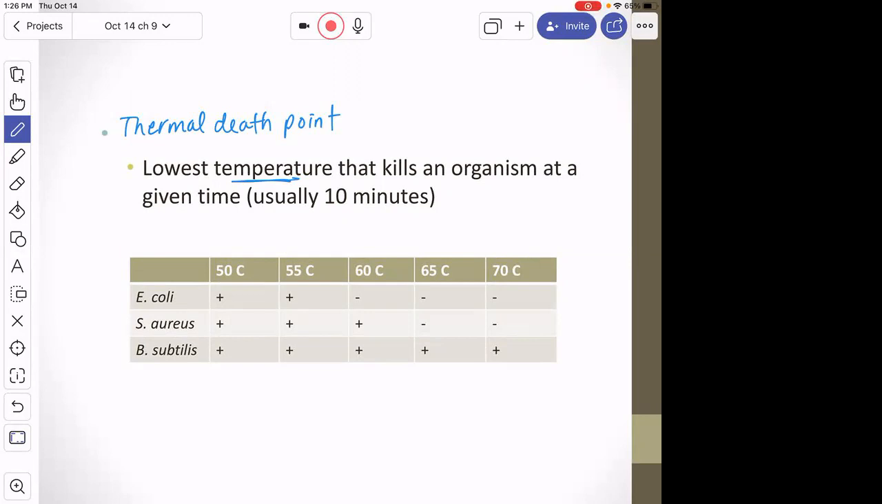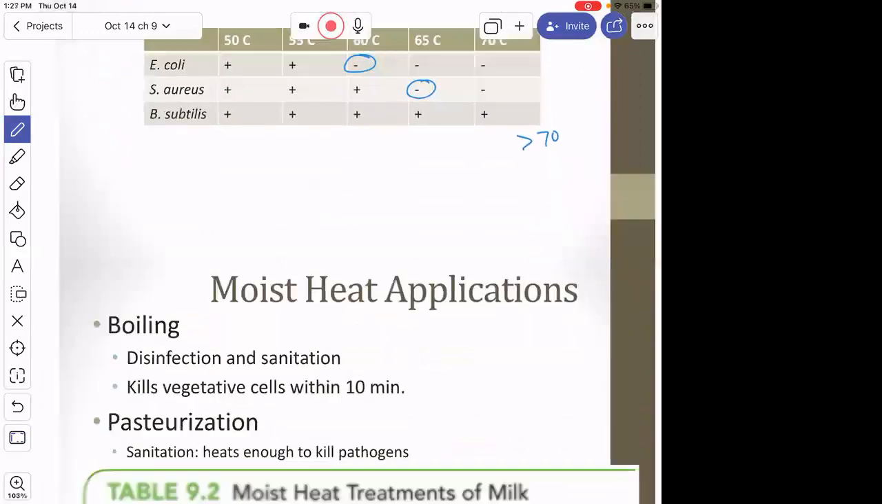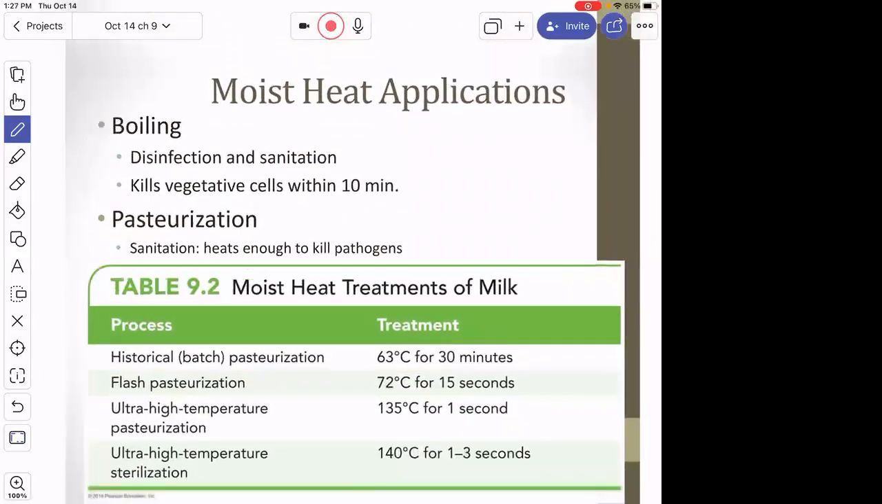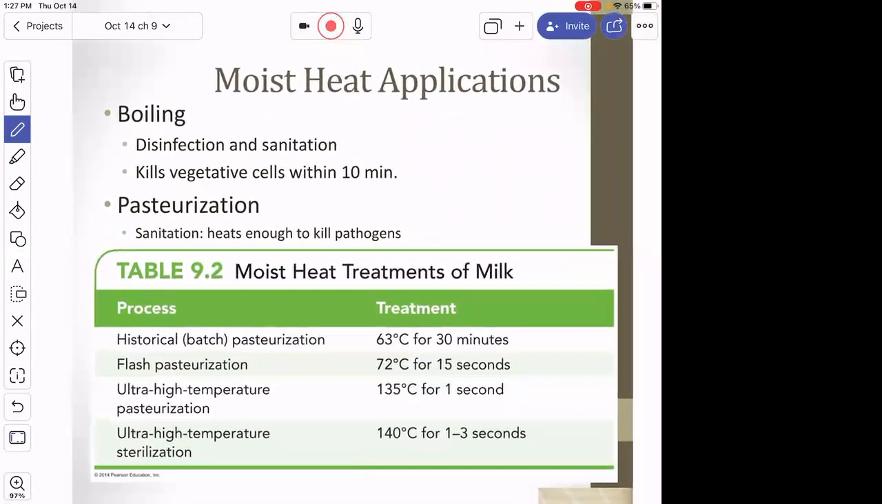Again, I just made up some data here. For E. coli, the lowest temperature that kills is going to be 60. For Staph aureus, 65. And for Bacillus, the best we could say would be greater than 70. Those spores are going to withstand pretty high temperatures, at least for short periods of time. So we know that there are differences in what organisms can withstand.